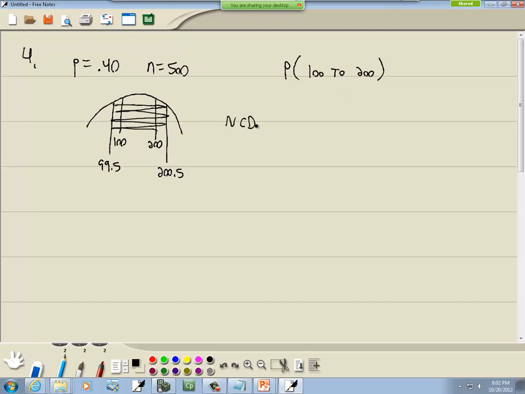So we'll do normal CDF. Our lower value, which is 99.5, to our upper, which is 200.5. N times P, so we got 500 times 0.4, or 0.40, comma, square root of N times P times 1 minus P. Let's see what that gives us.